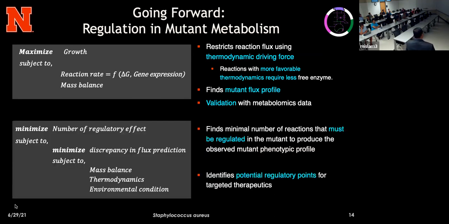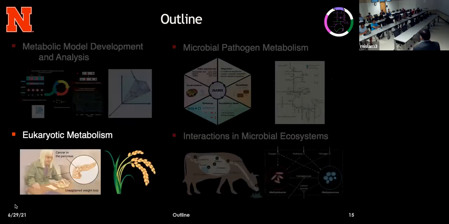In the next step, I'll use an optimization framework that will try to find the minimum number of reactions that must have been regulated in the different mutants so that the observed mutant phenotype that we found in the first optimization solution matches. This will give us important regulatory points in the metabolism that we can target for designing new therapeutics. Now, at this point, from a single cellular organism, I'll switch to multicellular organisms or eukaryotes, starting with a plant, rice.